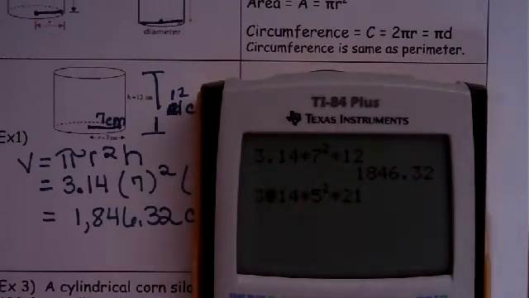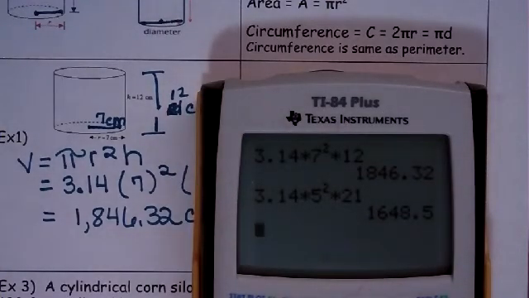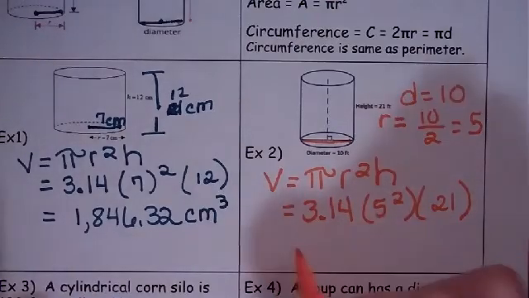So make sure I typed it in right now. 3.14 times 5 squared plus 21. Press enter, and I get 1648.5. Okay, so I'm going to write that down right here.